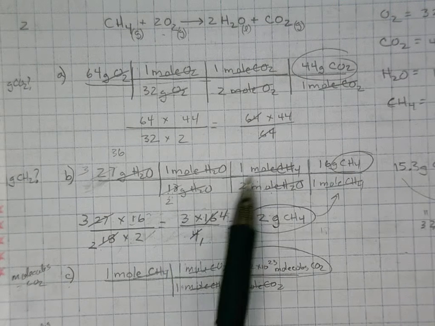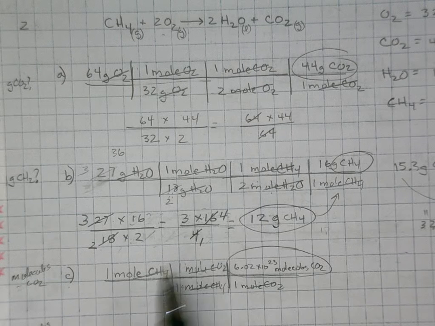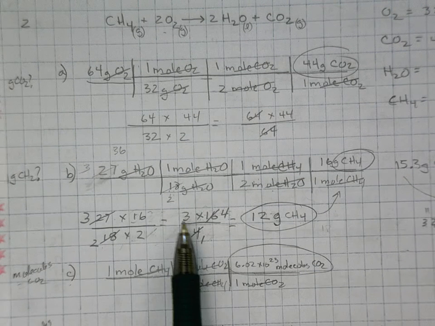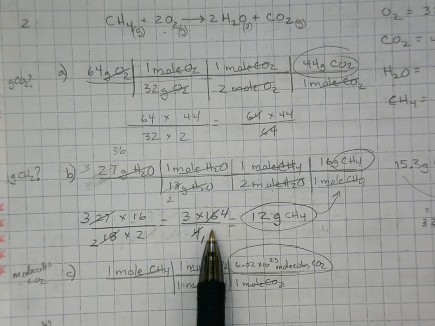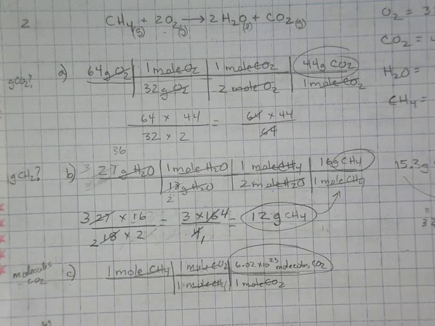For B, you should have set up 27 grams of water, with the 18 down here in the denominator. Then when we set up the molar ratio, it's 1 to 2. And then for the molar mass, we had 16. So when we cross cancel where we can, it ends up being 3 times 4, which is 12 grams.